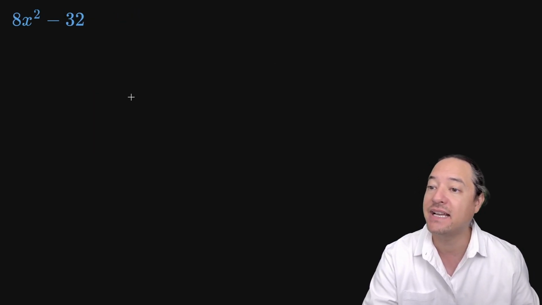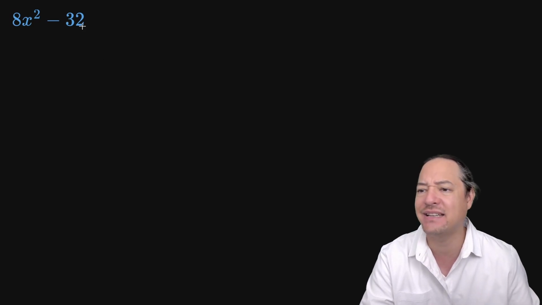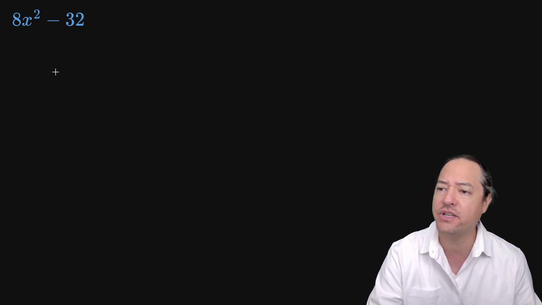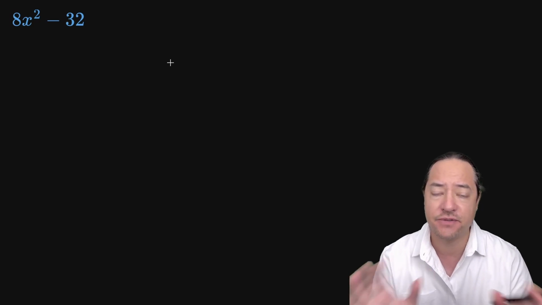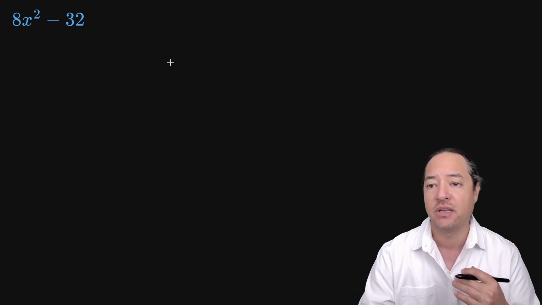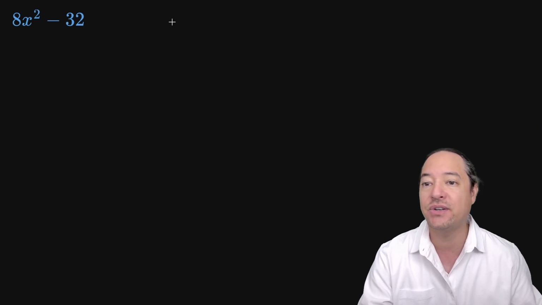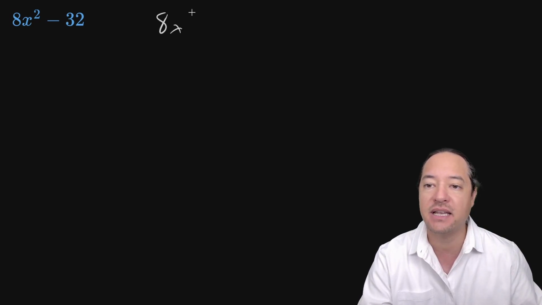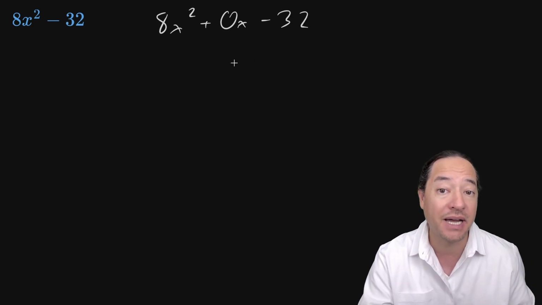Let's take a look at this next one here. So this is not a square here, right? So 32 is not a perfect square. And so we can't use that difference of two squares formula. Instead, we kind of have to factor this out the normal way. So I could think of this as some 8x squared plus 0x minus 32, right? That's one way I could think about that.